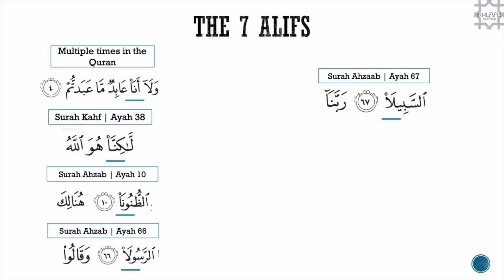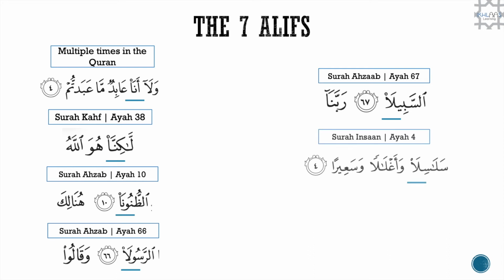Another example, again from Surah Al-Ahzab, is the word as-sabila and then followed by the word رَبَّنَا. So if I'm going to read them separate, then I would make it into a madda and stretch it for 2 counts. So I would say as-sabila, رَبَّنَا. However, if I'm going to join the 2 words together, then I would disregard that alif and I would say as-sabila رَبَّنَا.